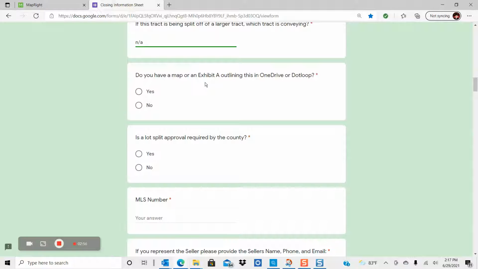Do you have an exhibit A outlining your tract in .loop? If it's a multi-tract listing like tract 2, tract 5, you're definitely going to want an exhibit A or a map with the initials of the seller and the buyer, indicating that they acknowledge that they understand which tract is actually conveying on this contract. So do you have that?